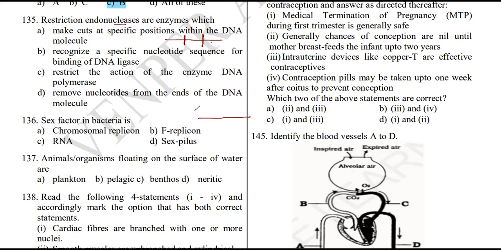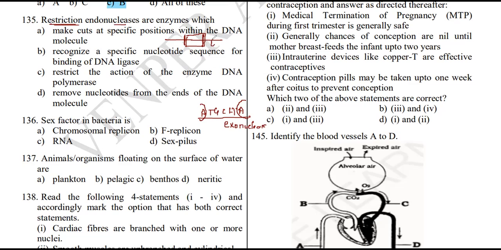Suppose there is a DNA, say AT, GC, AA. If there is an enzyme which cuts at the end of the DNA, then we call it an exonuclease. And if it cuts in the middle portion, then we call it an endonuclease. What is a restriction endonuclease? Restriction endonucleases will cut only at a specific site.